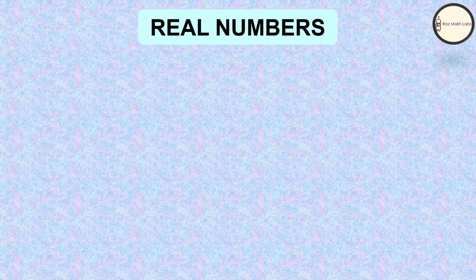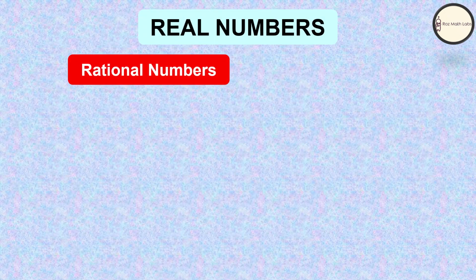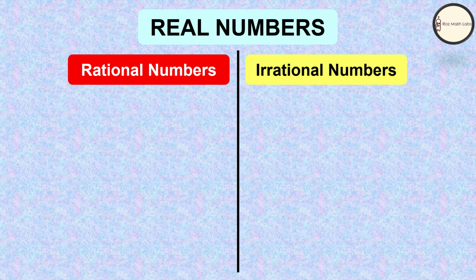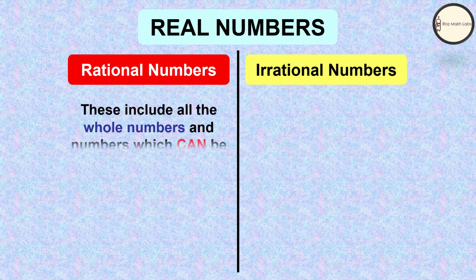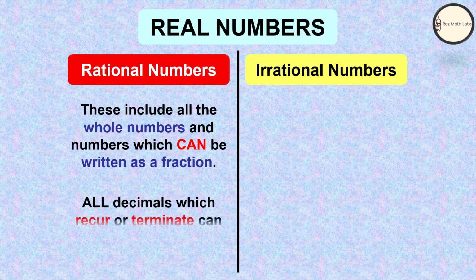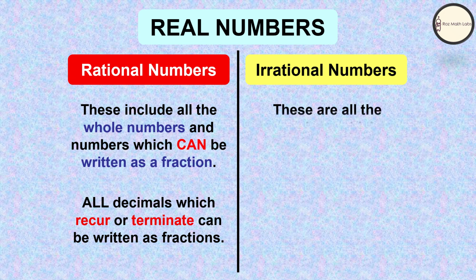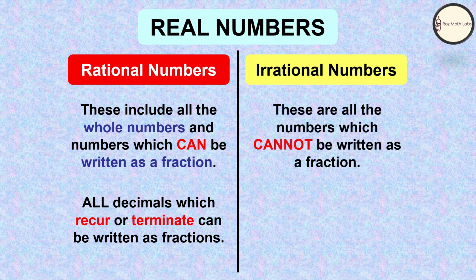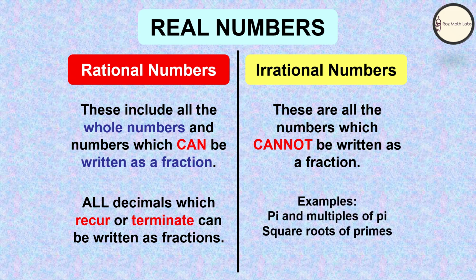So here is the set of real numbers made up of rational and irrational numbers. Rational numbers include whole numbers and numbers that can be written as a fraction. All decimals which recur or terminate can be written as fractions. Irrational numbers cannot be written in the form of a fraction. Examples: pi, multiples of pi, square roots of primes, and so on.